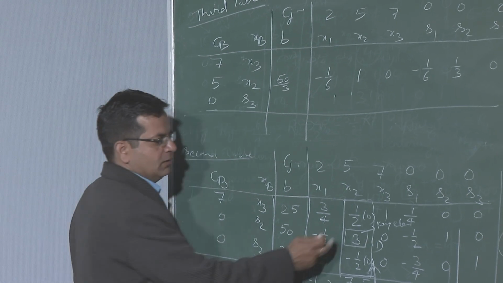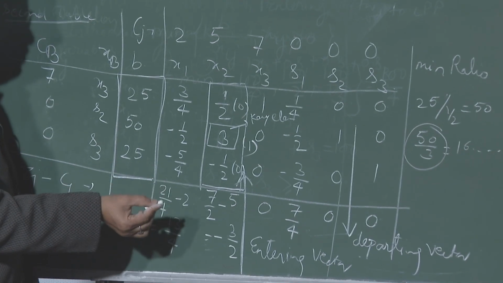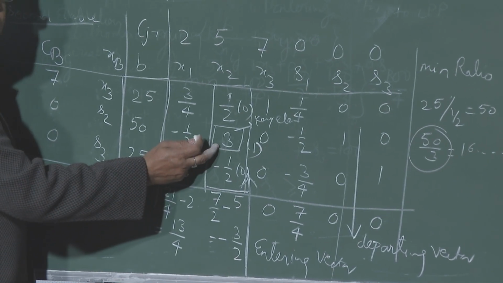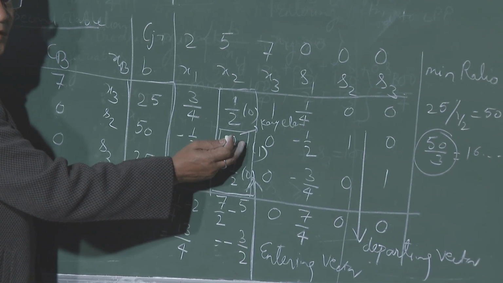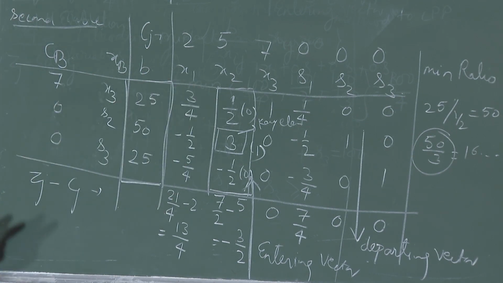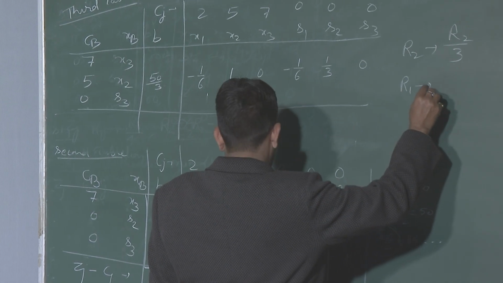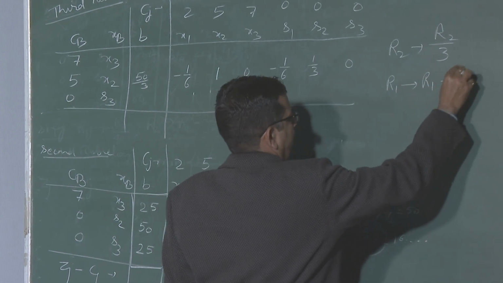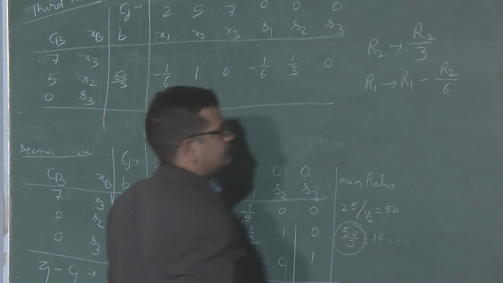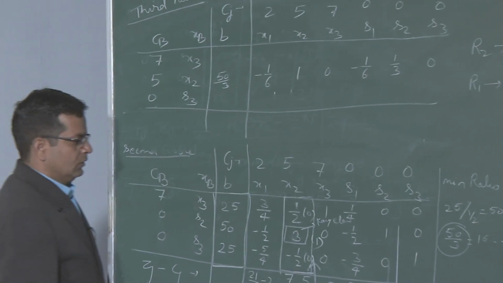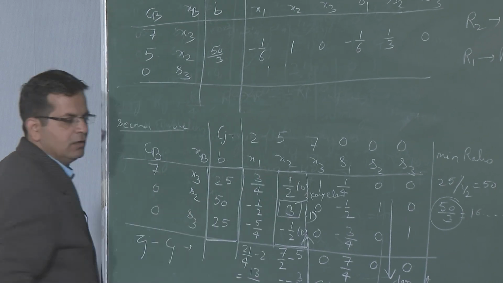Now, I want to make this 1 by 2 into 0 with the help of this key element. So, what operation will I do? I will first make this 3 into 1 by 2. So, I will just multiply 3 with 1 by 6 so that it becomes 1 by 2, then subtract it from the first row. So, I will do the second row operation on the first row. It is R1 minus R2 by 6.